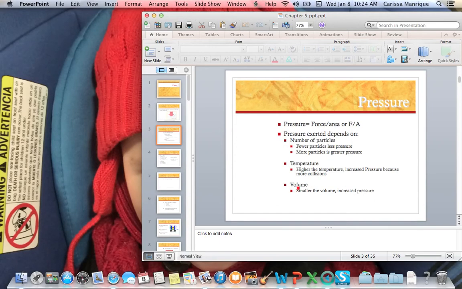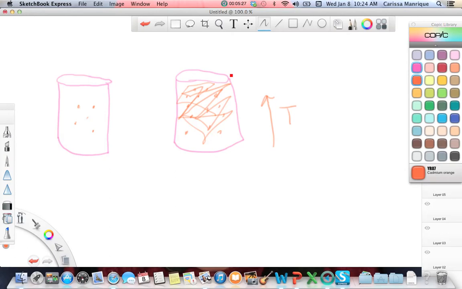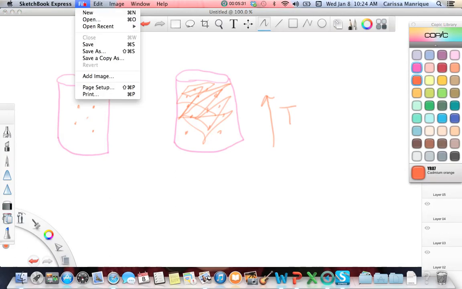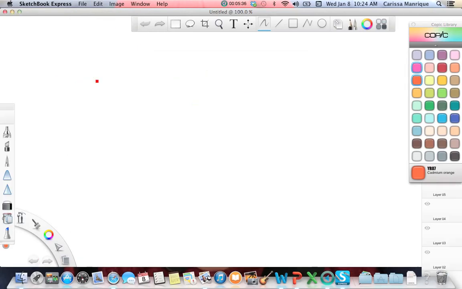Now let's look at volume. Volume says the smaller the volume, the greater the pressure. Let's see what they're talking about there. Let me draw two new containers. Let's say I have a container this size, and then a container this size. We put my gas particles in here. Let's put the same amount in each.